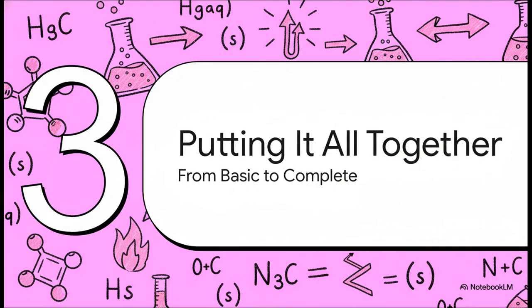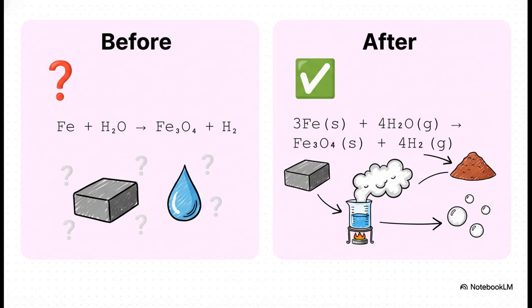Okay, so let's put all of this together now and see how these details can change a basic equation into a complete and much more meaningful one. Let's go back to our very first equation. Look at the after version. It shows iron is a solid, Fe(s). But the most important detail here is H2O(g). That little g tells us that iron is reacting with steam, not with liquid water. This is a very important piece of information that was missing before. We also can see that the products are a solid and a gas.